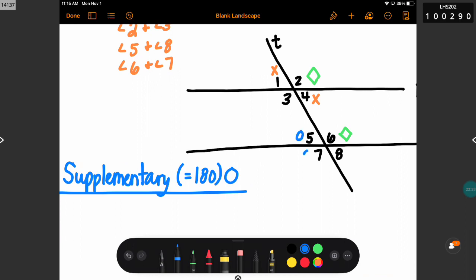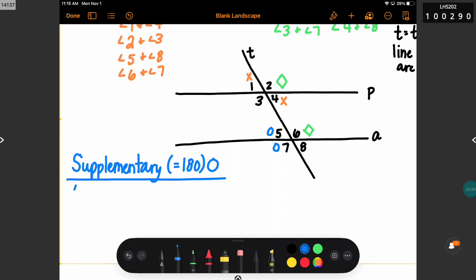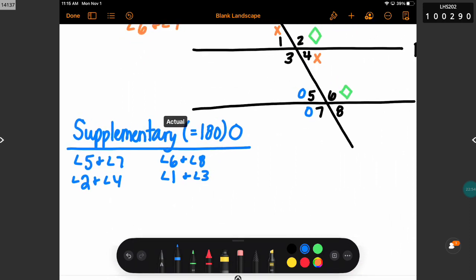Anybody see another set? 6 and 8, 2 and 4, 1 and 3. Anybody see more? There are 8 of these altogether. 4 and 3. 2 and 1. Angle 1 and angle 2. 6 and 5. 8 and 7. Okay, those are my supplementary angles.